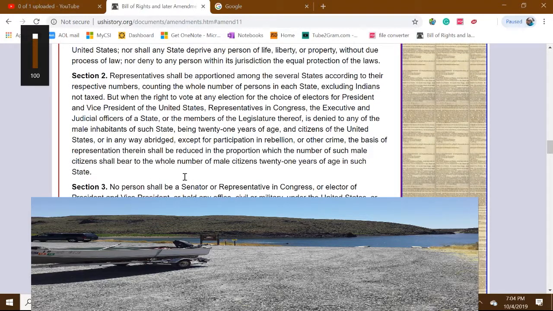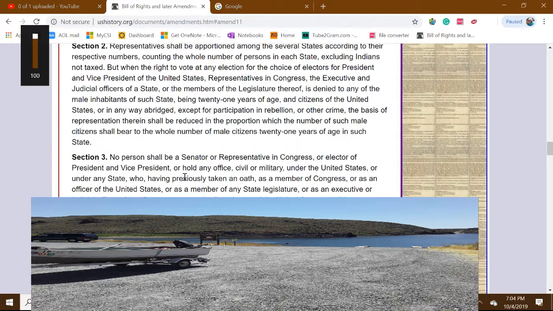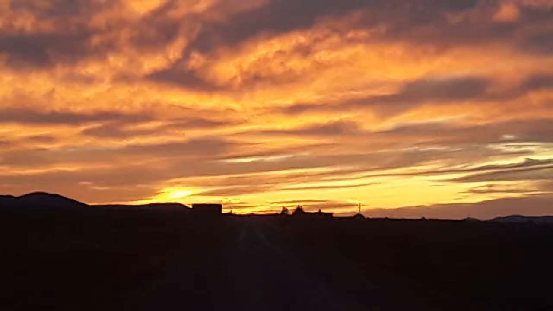Section 2. Representatives shall be apportioned among the several states according to their respective numbers, counting the whole number of persons in each state, excluding Indians not taxed.